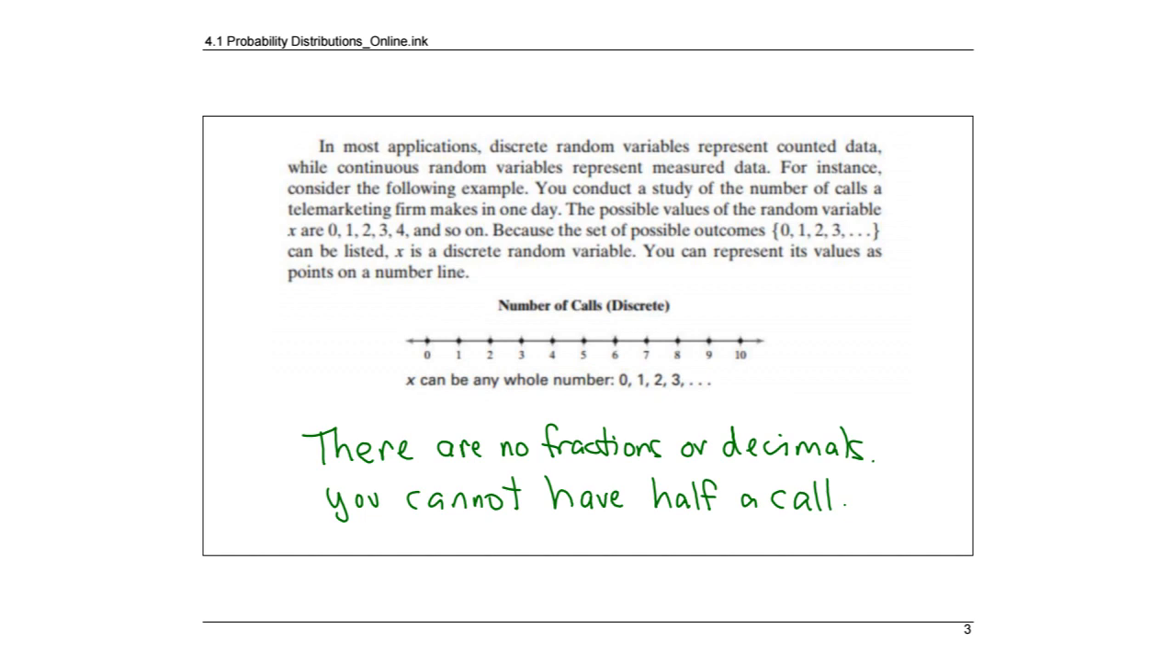Right, for discrete random variables, this is an example of that. If you conduct a study of the number of calls a telemarketing firm makes in one day, they could make 0 calls, 1 call, 2 calls, 3 calls, they could make a ton of calls, but they can't make half a call. They can't make a quarter of a call. And then the day is up. They can't make an infinite number of calls because they only have 24 hours. So there's no fractions, no decimals. There is a stop to the number of calls because when you move over to the next day, you start counting again. So those are called discrete random variables.